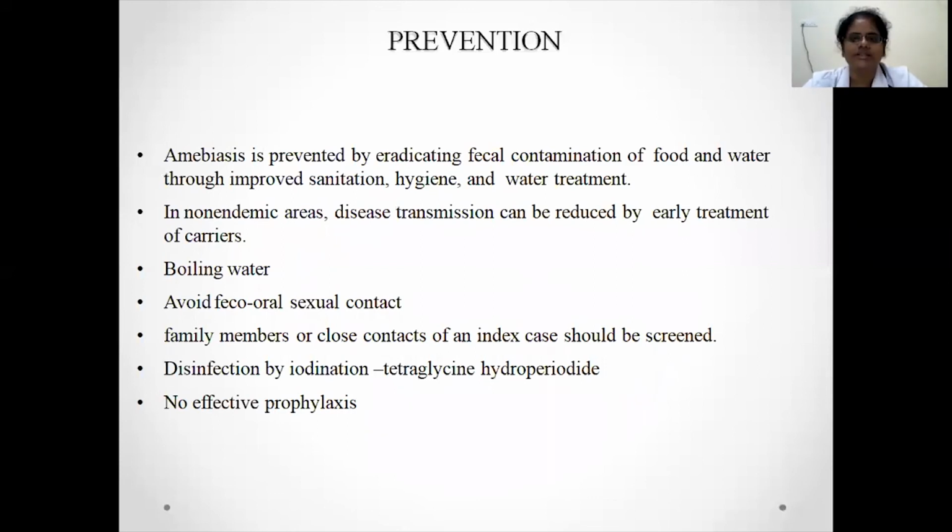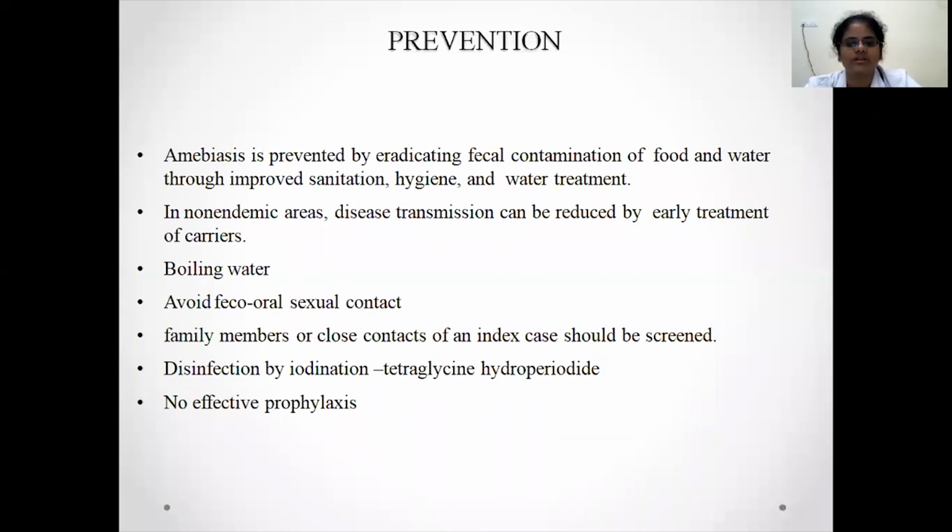The next most important step is prevention. How do you prevent it? This spreads through contaminated food, water, or contaminated hands, or where there is no proper sanitation or hygiene. So consume clean food, avoid eating uncooked material, and wash your fruits and vegetables thoroughly. In non-endemic areas, to prevent transmission: early detection of carriers, drinking boiled water, and avoiding oral and anal sexual practices.